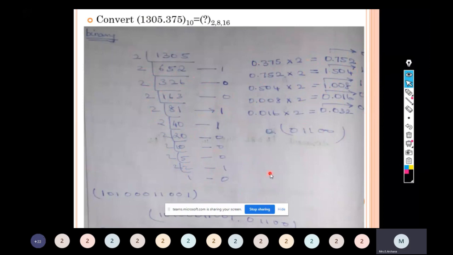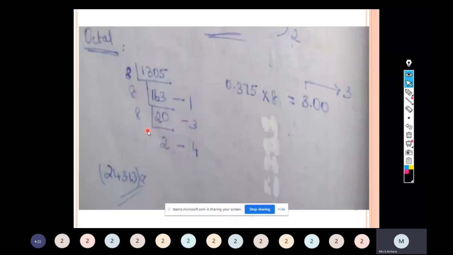So when we combine this answer, we will get the binary value for this given decimal number 1305.375. How to divide the same will be continued when we move on. It is going to divide by 8, that's all.